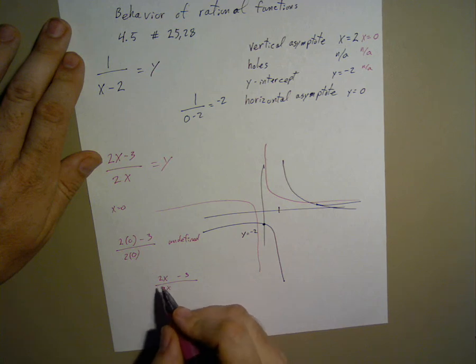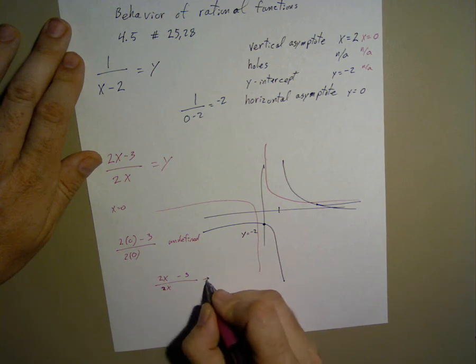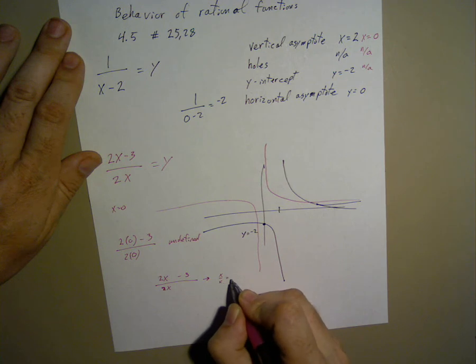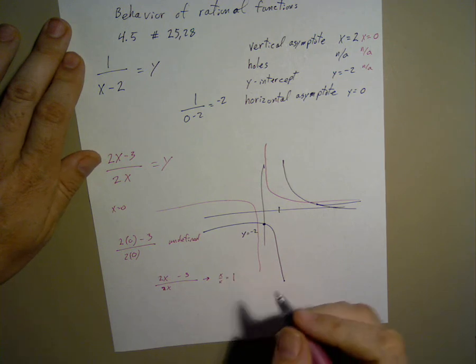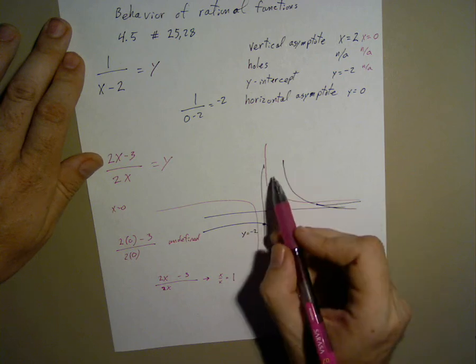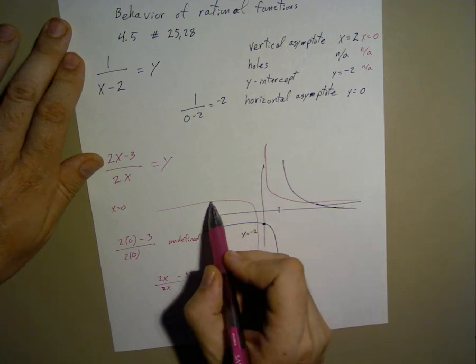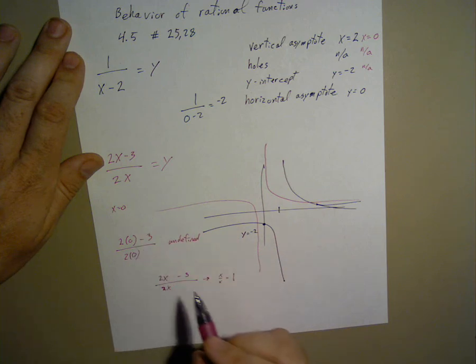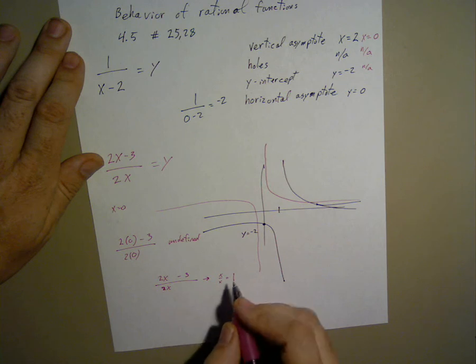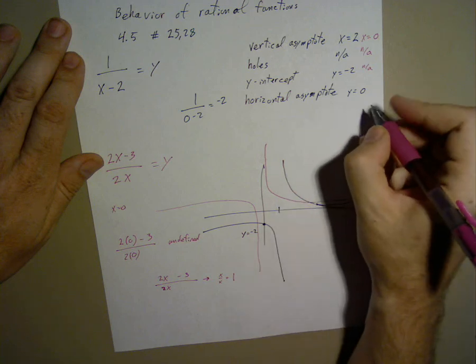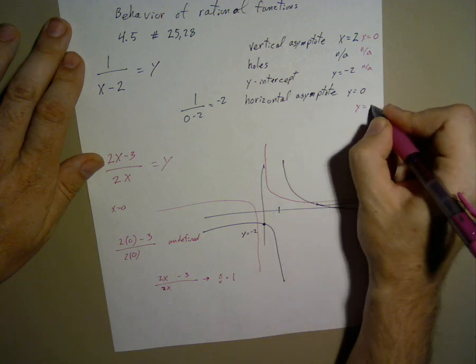In other words, it gets close to 2x over 2x, which is 1. So as x becomes very, very large, or very, very large negative, the function approaches, but never actually equals, y equals 1. Hence we say that y equals 1 is the horizontal asymptote.